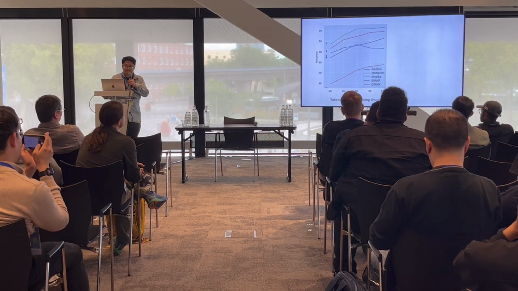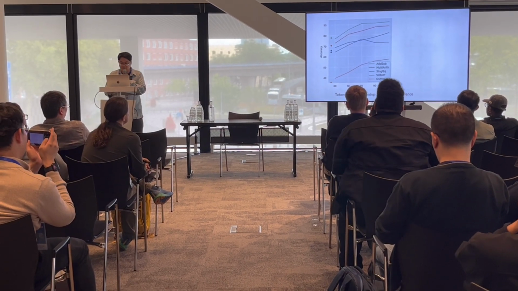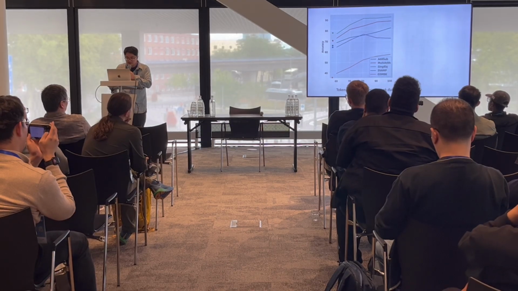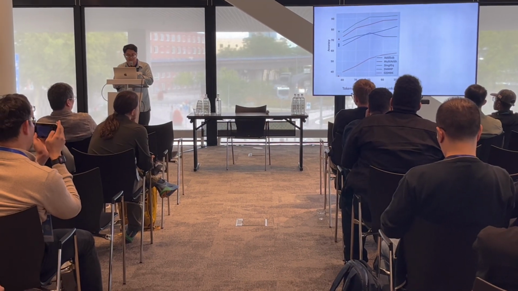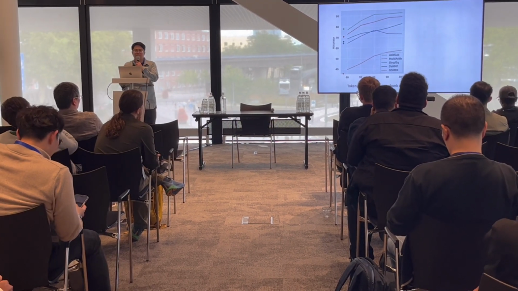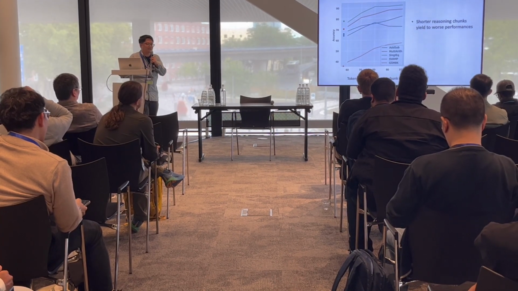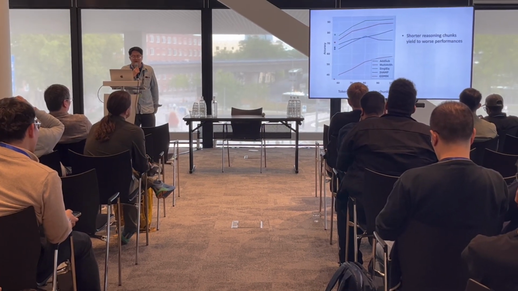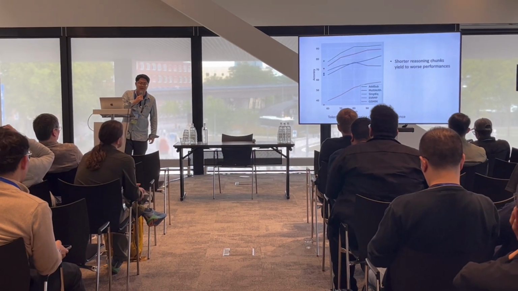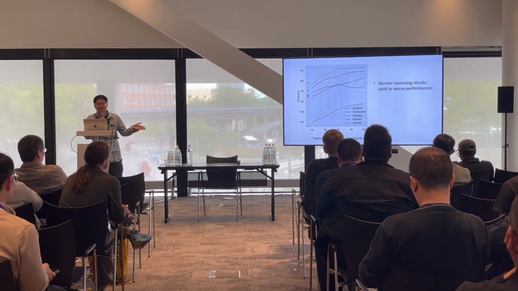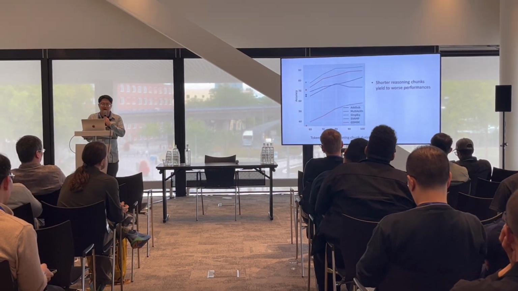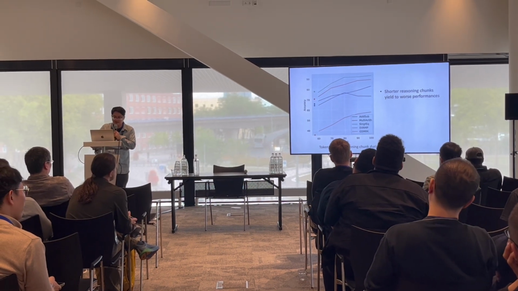The vertical axis is the accuracy, the larger the better. The horizontal axis is the number of tokens in each reasoning chunk during the inference time. First, you can find that it is obvious that if you have a shorter reasoning chunk, then you have worse performance, because it's mismatched with what the model has learned during the training time.